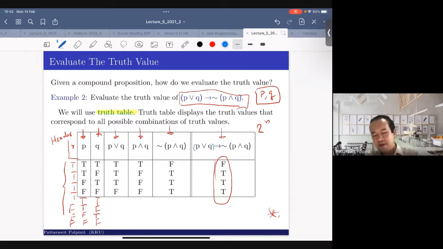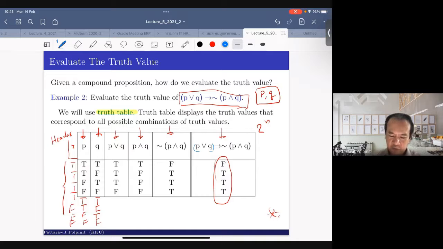To determine how many rows in your table, you should find how many atomic propositions are in your proposition, right? So in this one, you can see that you have two atomic propositions, that is P and Q, which means that you will have 2 to the power of the number of atomic propositions, which is 2. So you will have 4 rows, right? So that's why this table only has 4 rows. And I gave you a little bit of example: if you have 3 atomic propositions, you will have 8 rows in your truth table, right?